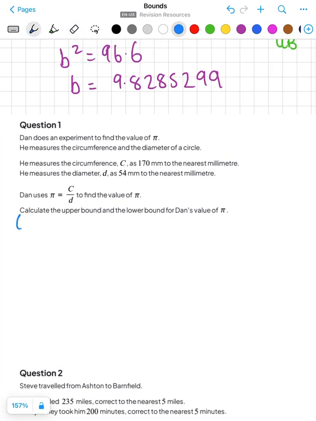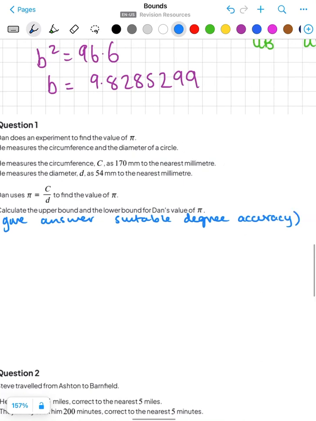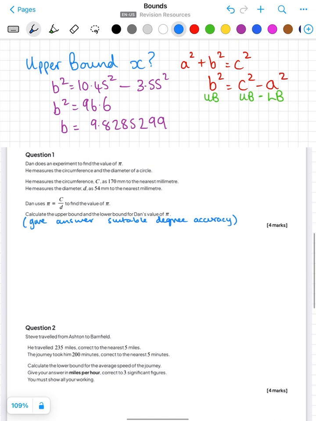So I'm just going to add that onto this part of here. So we want to calculate the upper and lower bound for Dan's value of pi. And then we're going to give our answer to a suitable degree of accuracy. Now this would be a 5-mark question with this extra little bit at the end, and we would typically see this at the very back of a higher paper.